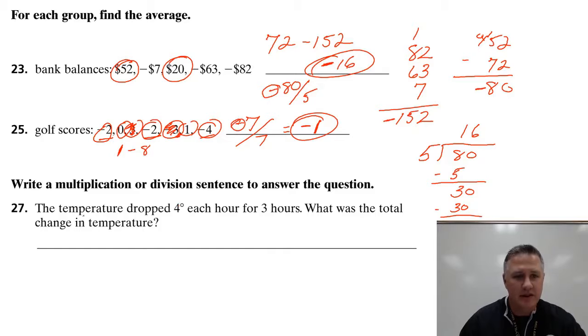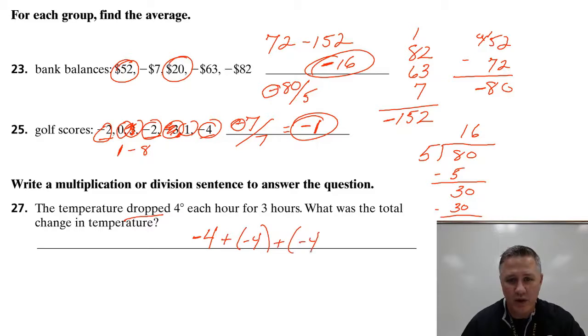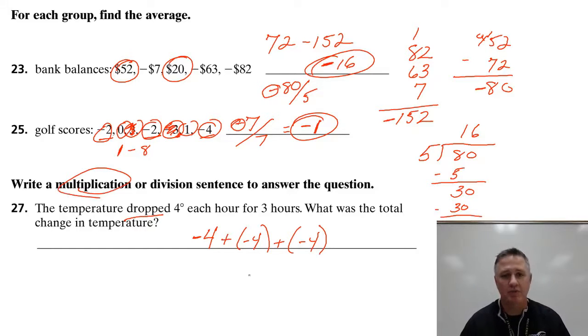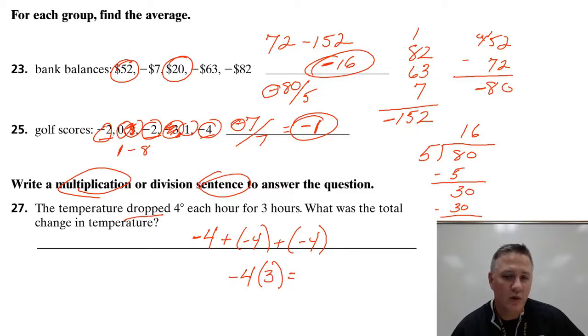And finally, the temperature dropped 4 each hour, so -4, because it dropped each hour for 3 hours. So what would that look like? -4 plus -4 plus another -4. And that's with repeated addition. If I wanted to show it as a multiplication problem, I'd have -4. And how many of those things do I have? 1, 2, 3. And then we want to make it a sentence. So I throw that equal sign in there because that means is. So -4 times 3 is, and what do we get for an answer? -12. That would be the temperature.